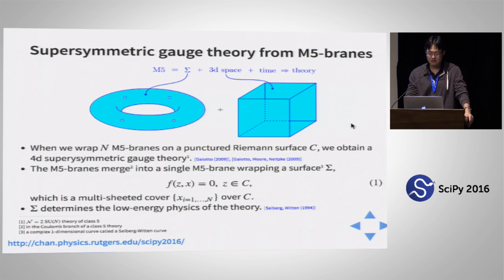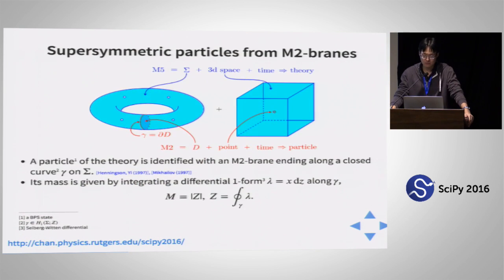So we use M5 brane to construct a theory. Then what about M2 branes? Well, an M2 brane whose boundary ends along the two-dimensional surface can give us a supersymmetric particle in the 4D theory. And its mass is given by an integral along the boundary on the two-dimensional surface. So this is how we obtain a theory and particle contents of the theory using extended objects of M theory. And physics is determined by the geometry. So it becomes a geometric problem.